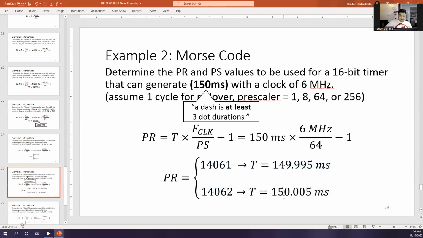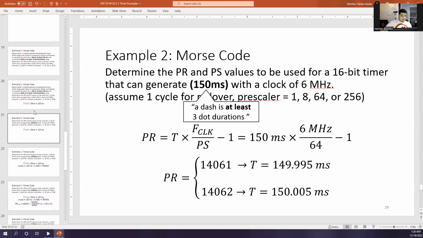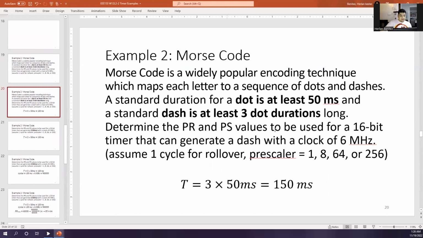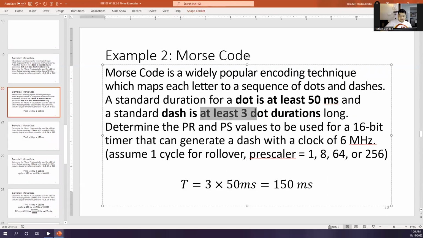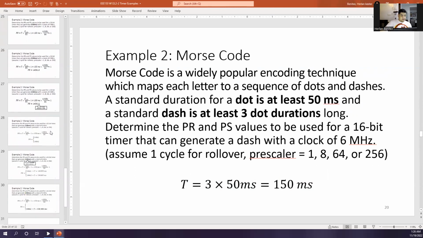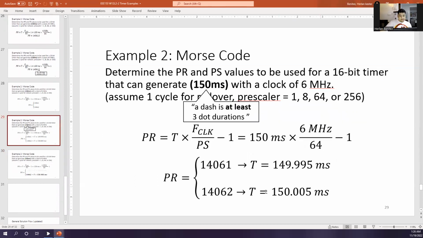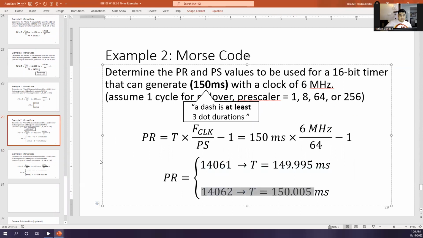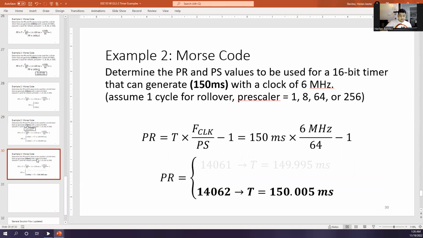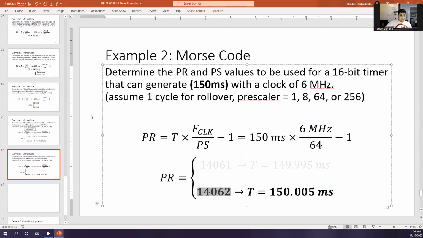And ano yung pipili natin? So, we have to go back at the question. Ano ba yung tinatanong sa atin? Or ano ba yung nire-require sa atin? So, a dash is at least, I guess yung keyword natin dito is at least 3 dot durations long. And ang 3 dot durations ay 150 milliseconds. So, ano yung period register value na at least 150 milliseconds? So, that would be the second one, 14,062. So, ang gagamitin natin na period register value is 14,062.